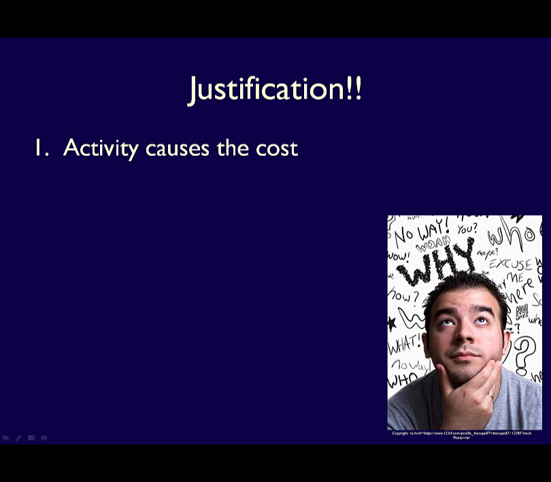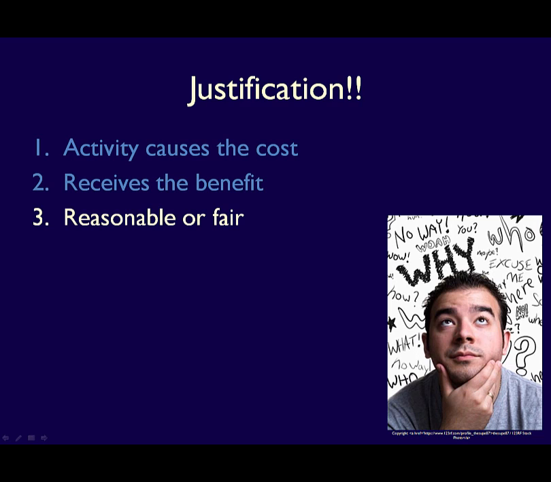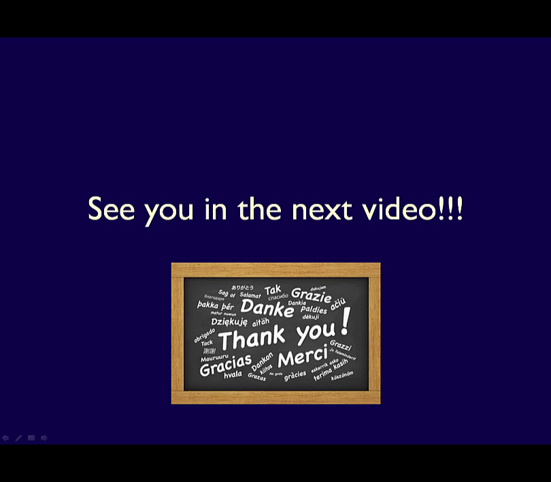1. An activity of the operating department causes the cost to happen and can be tracked. 2. The operating department clearly receives the benefit, which is an outcome of a cost. 3. The cost is reasonable or fair given the circumstances. And 4. The operating department has the ability to bear the cost. Businesses generally use one of these to support their allocation of service department costs and their choice of a method. We'll only explore 2 of these, number 1 and number 4. And I'll be doing that in the next video.